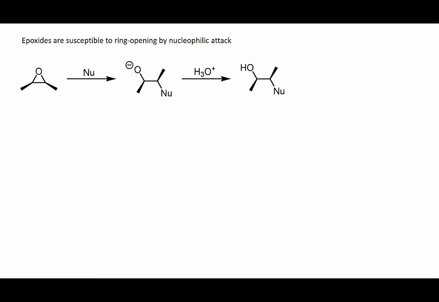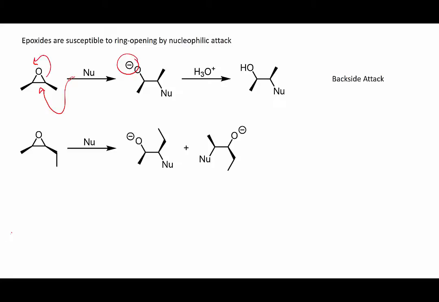Epoxides are synthetically useful because we can take an alkene, generate the epoxide, and then ring open that epoxide to generate a variety of products. Epoxides are susceptible to ring opening by nucleophilic attack, so we can use any good nucleophile to open this epoxide ring. This is just a simple SN2 reaction where the nucleophile attacks, opens up the ring, and then after an aqueous workup we can reprotonate the alkoxide to generate an alcohol and a newly installed nucleophile.